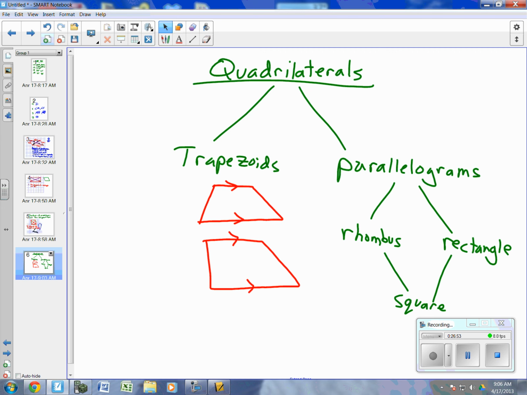A square is a rectangle, but a rectangle is not necessarily a square. Just like a Mustang is a Ford, and not all Fords are Mustangs, right?